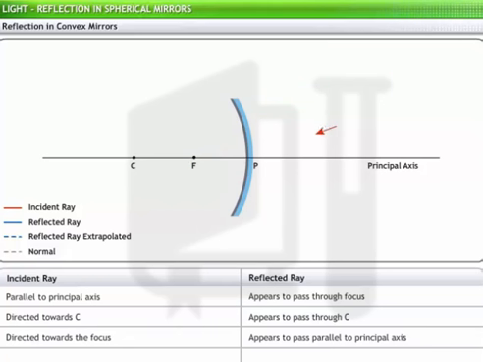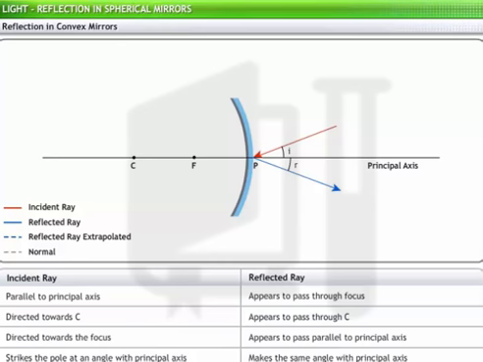Finally, if incident rays strike the pole at an angle with the principal axis, the reflected rays also make the same angle with the principal axis. This helps the drivers of two cars traveling alongside to look at each other in the rear view mirror of the car ahead.